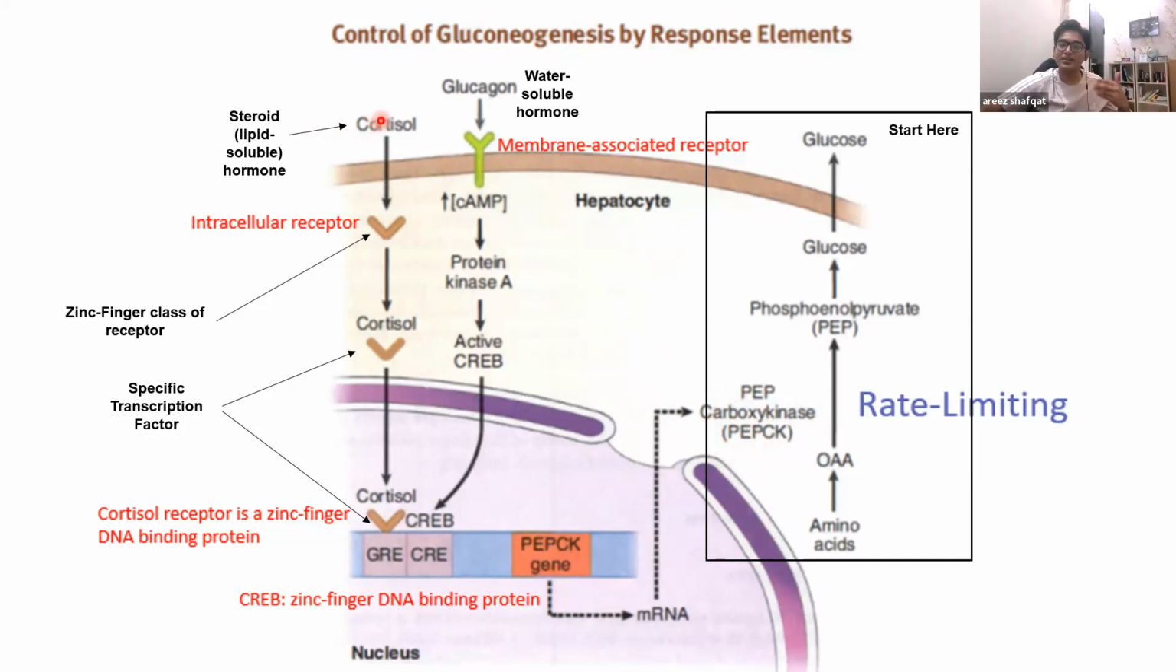Cortisol is a steroid hormone, a lipid soluble hormone, passes directly through the cell membrane, and activates its intracellular receptor. The intracellular receptor and cortisol complex both go into the nucleus. The intracellular receptor is a specific transcription factor which activates the zinc fingers. It kind of spreads them out, binds to the DNA, causes bending, and increases gene expression. That's cortisol. The cortisol is the hormone. The receptor is the specific transcription factor.